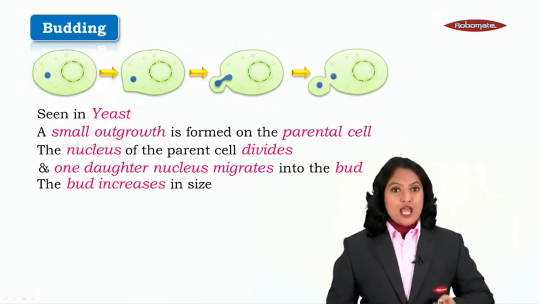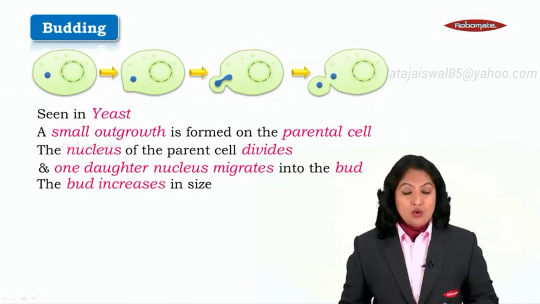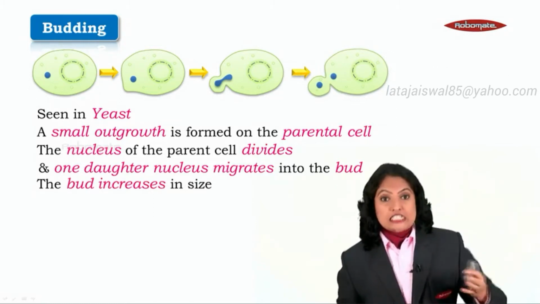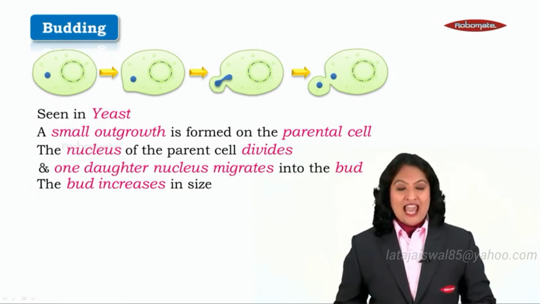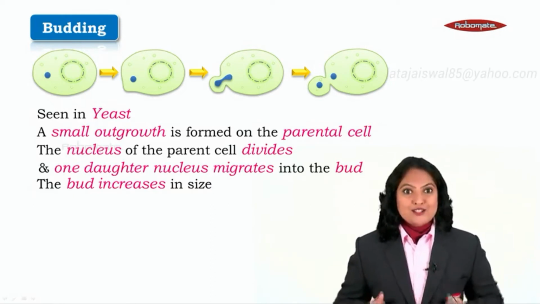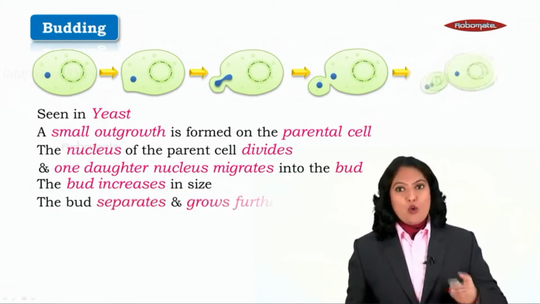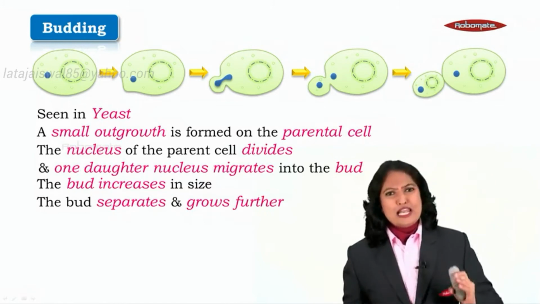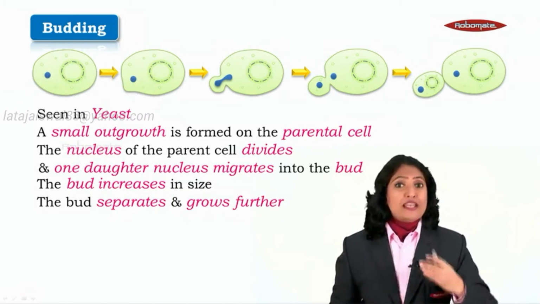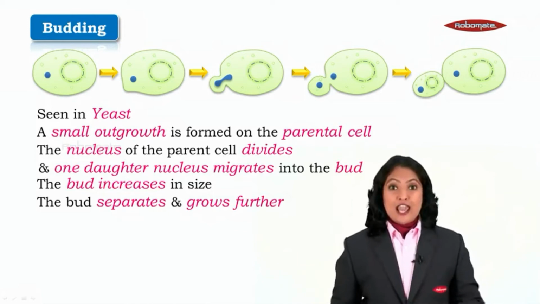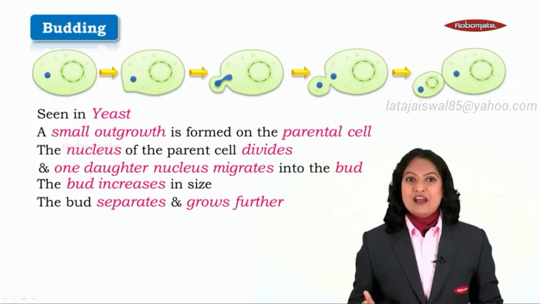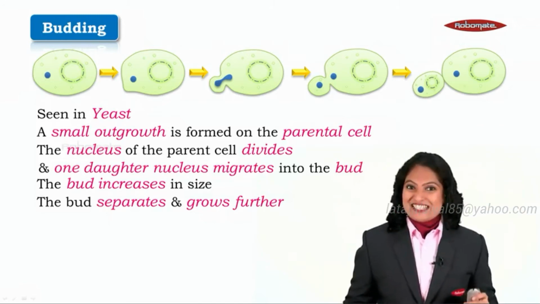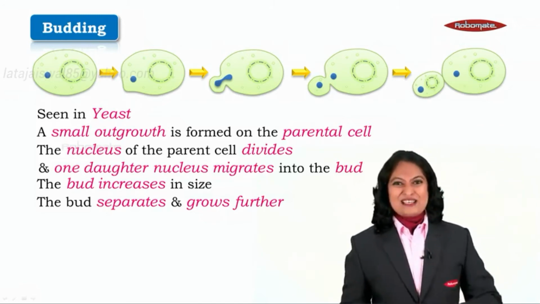Because of the nucleus, the bud starts increasing in size. The bud has now its individual nucleus, and this nucleus helps the bud to increase in size. Now, when the bud is fully grown and is capable of an independent existence, it separates and grows further and develops into a new yeast cell. A classic method of budding.